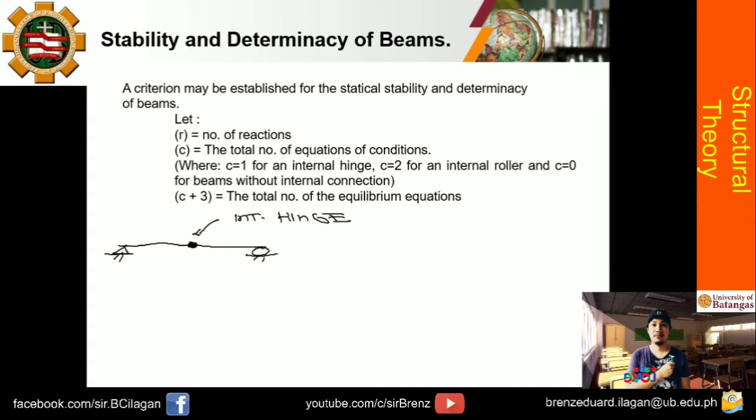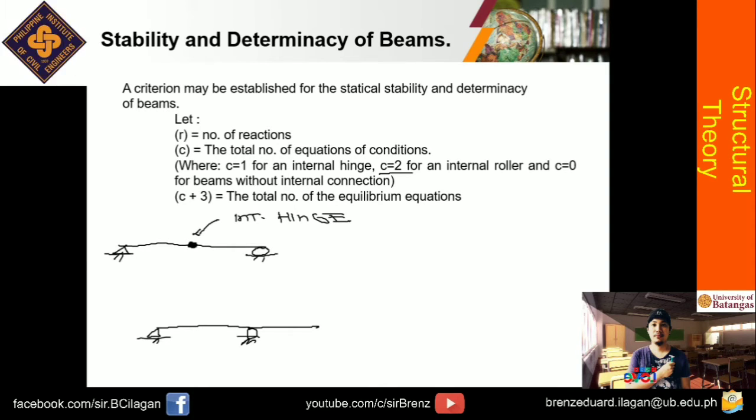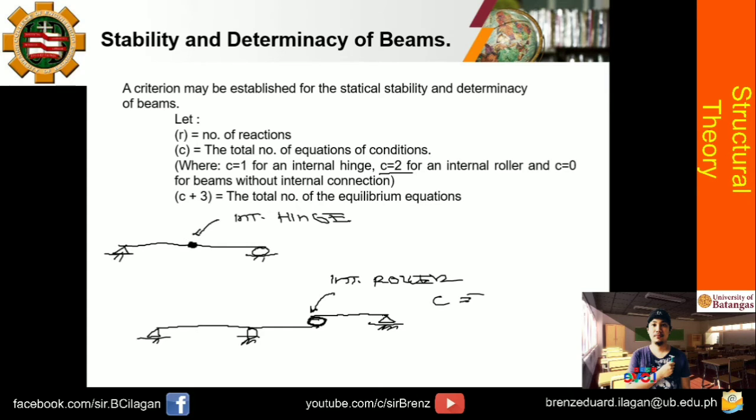Okay, so C is equals to 2 for an internal roller. So ano naman yung magiging itsura ng internal roller? So ganito yung itsura ng internal roller ha. So halimbawa, meron kang simply supported, and then meron ka ditong portion na overhang, and then sa ibabaw niya, meron pang isang beam. Okay, so pag ganito yung figure mo, meron kang bilog sa pagitan ng dalawang beam, so that is considered as your internal roller. So saan yung value ng kanyang C is equals to 2.